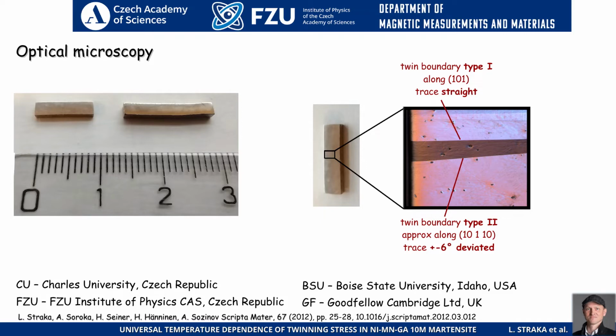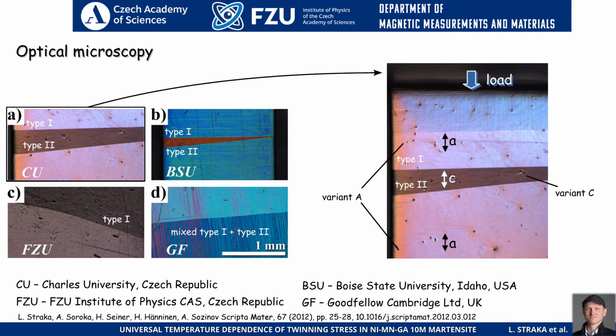So traces are tilted 6 degrees away. And here are the examples from each of the 4 producers, what we can see using optical microscope. In Charles University sample, we were able to create type 1 twin boundary and type 2 twin boundary. In BSU, it was the same. In FZU sample, we were able to create only type 1 twin boundary. Unfortunately, we have some small grain there, which is probably the reason.